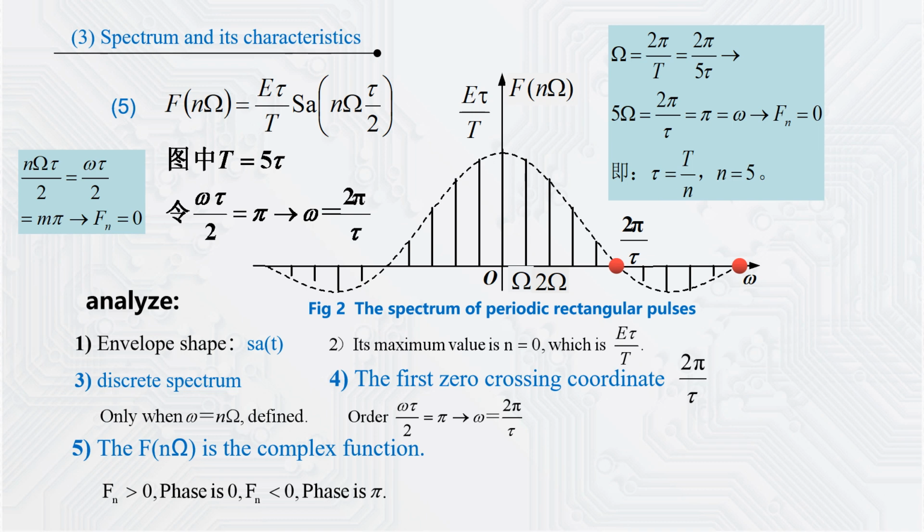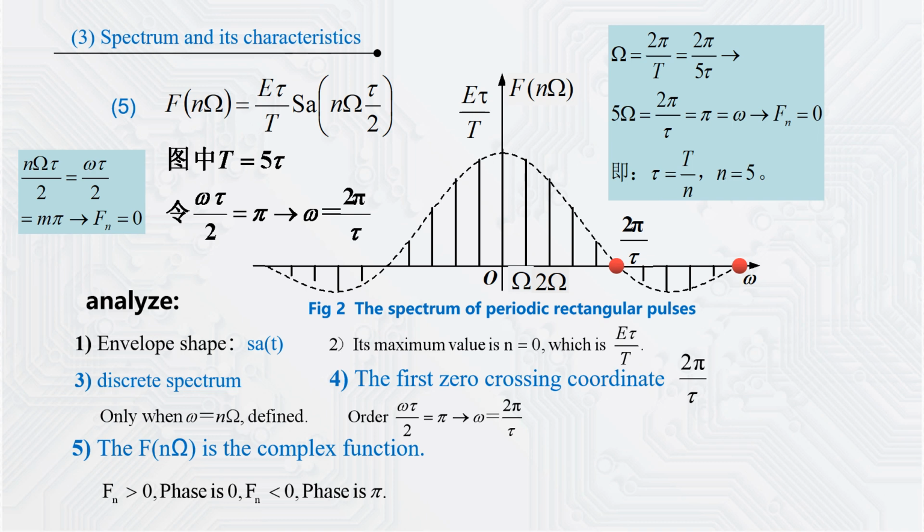Through the above analysis, we can find that, first, for the frequency spectrum of periodic rectangular pulse, the shape of its envelope varies according to the sampling signal. When n equals 0, it reaches its maximum value E tau over T, and its spectrum is also discrete. Only when omega equals n big omega, that is to say, it's only defined at the harmonics. You should notice that the first zero crossing point of its spectral lines is 2 pi over tau.